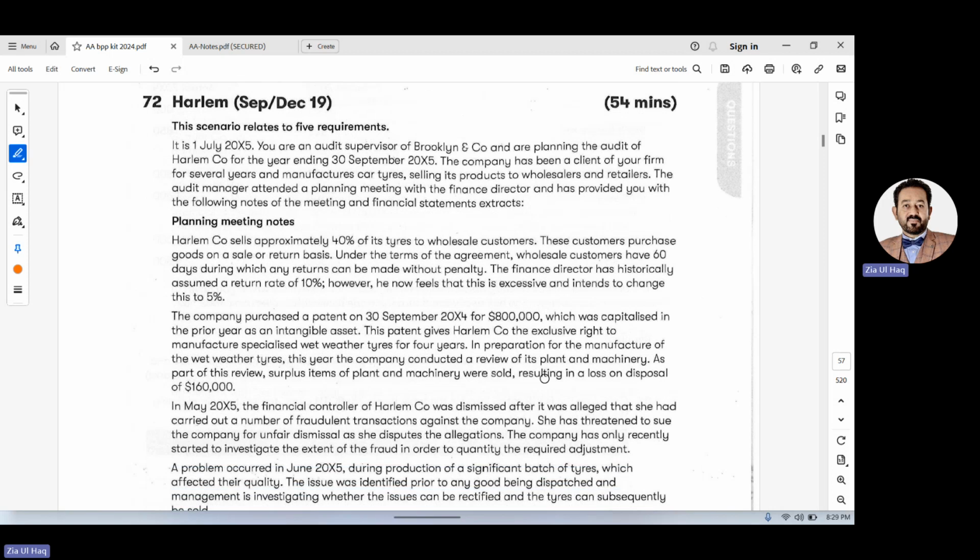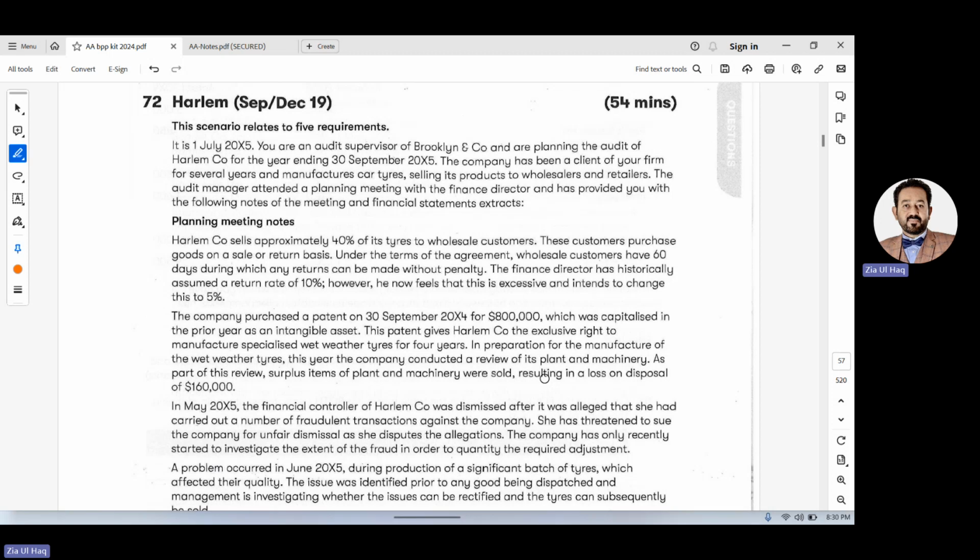from the top. It is the 1st July 20x5. You are an audit supervisor of Brooklyn and Company and are planning the audit of Harlem Company for the year ended 30th September 20x5. Where does it say it's a new client? No, it didn't say it's a new client. Maybe you have been performing the audit for many years. You're planning the audit. The company has been a client of your firm for several years. They manufacture car tires, selling their product to wholesalers and retailers.